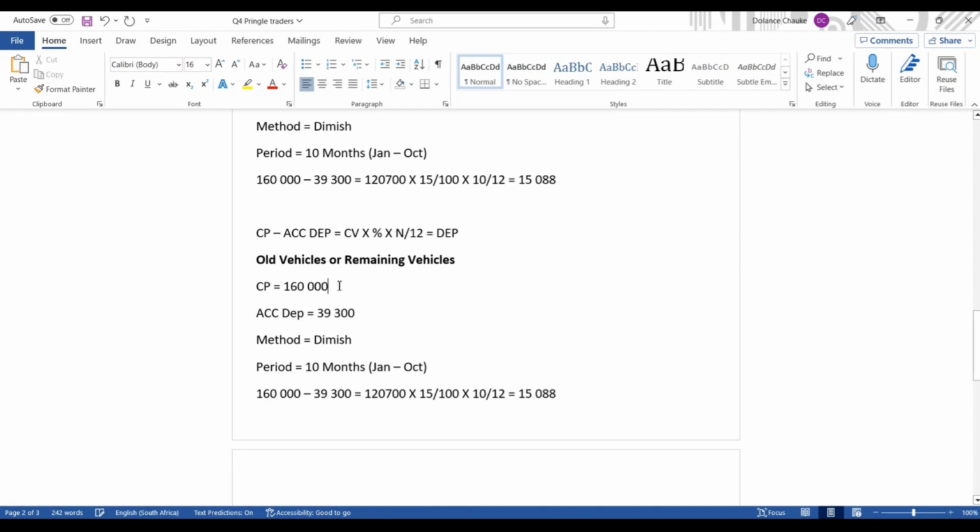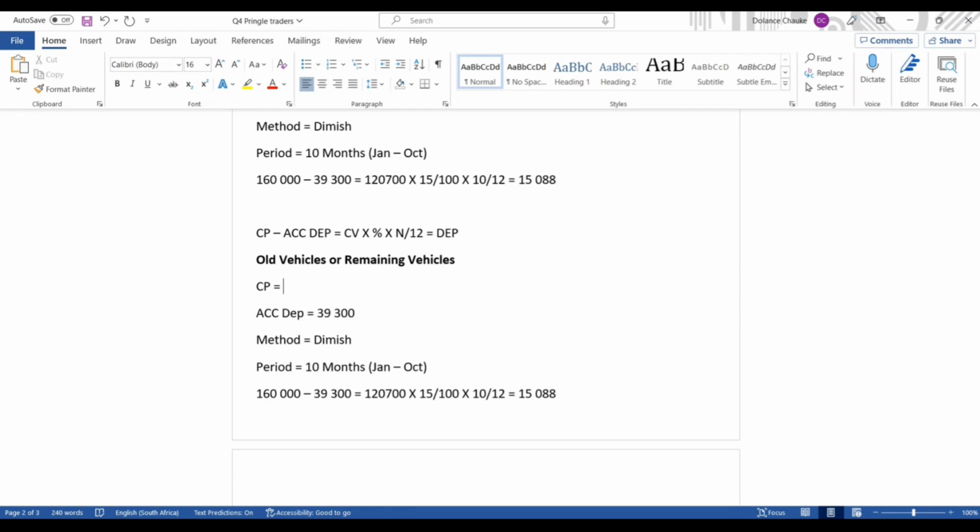Now we are going to determine the price of the old. It's going to get hectic a bit, but not that hectic. You just need to understand. At the beginning of the year, how much value of vehicles do we have? How much is the cost price? It is 360,000, right? So we have vehicles of 360,000.